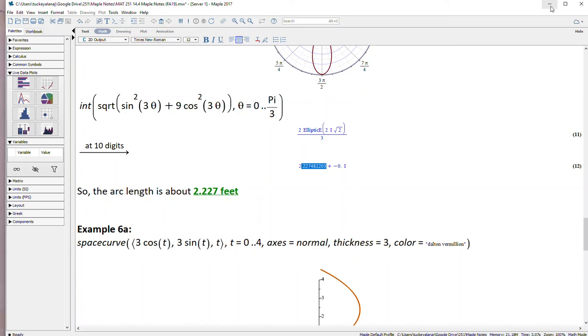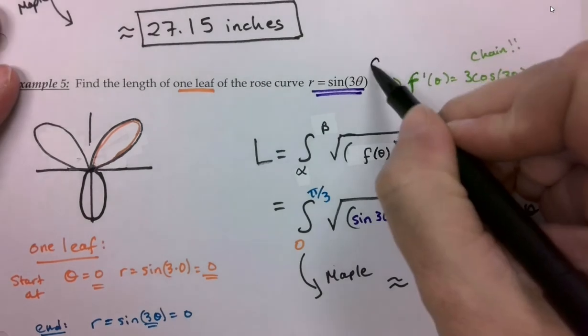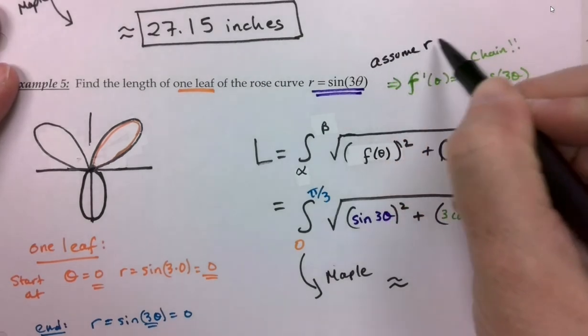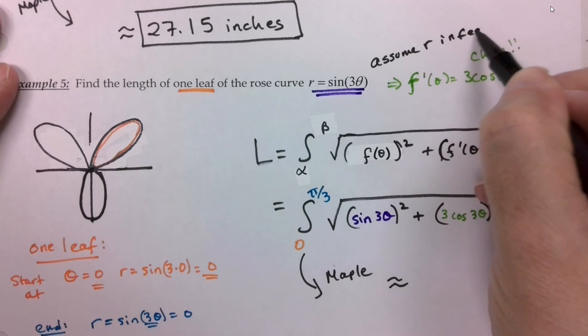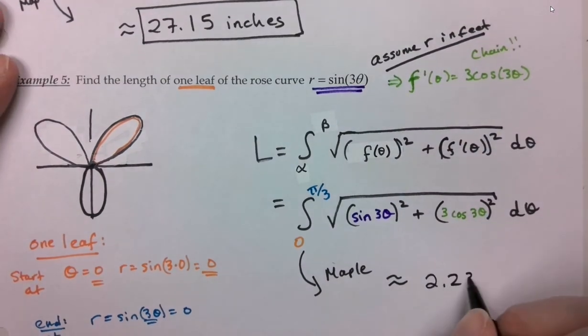And if we make everything in feet, which I didn't, but pretend, so if I assume r is in feet just for the fun of it, then this would be 2.23 feet.